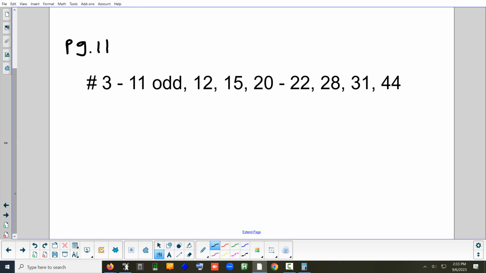If there are any problems that say find, or set your window to these numbers, there might not be any work to show on paper. You literally are just practicing typing in the min and max values on the calculator. So not every single question has work that you need to show, but we'll kind of figure out that stuff as we go. Is there any questions on homework for tonight?